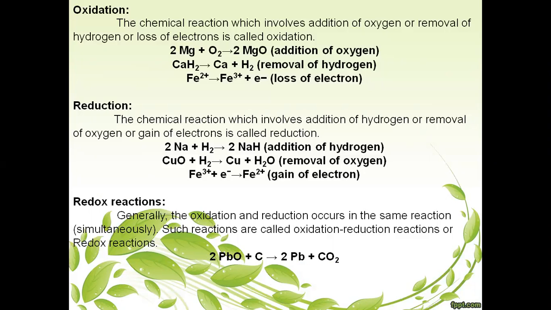Example: 2PbO plus C gives 2Pb plus CO2. The next example is Zn plus CuSO4 gives Cu plus ZnSO4. So what is the first one? Addition of oxygen and removal of oxygen. Two processes, oxidation and reduction. In CO2 there is addition of oxygen, and addition of oxygen is an oxidation.